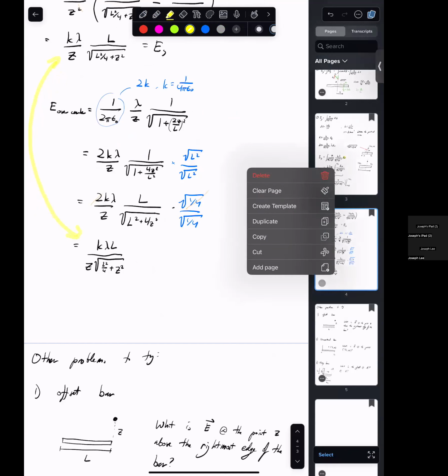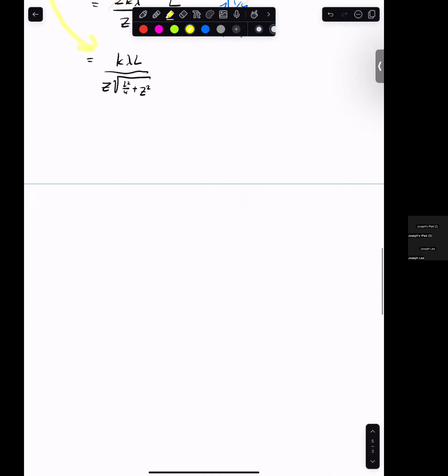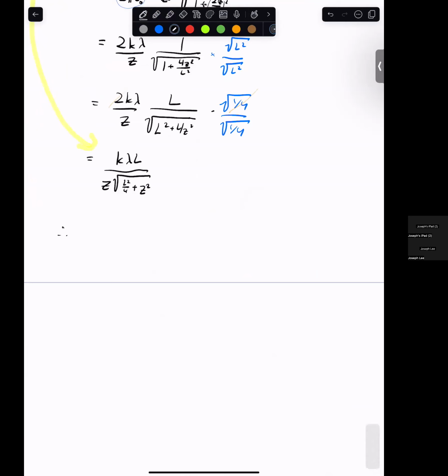Add another page. So therefore, our electric field is given by this E component in the y direction that we have, K lambda L over z, times 1 over the square root of L squared over 4 plus z squared, y hat. It's very important that you specify the direction of your vector, because this is a vector at the end of the day. So great. So now we need the force.